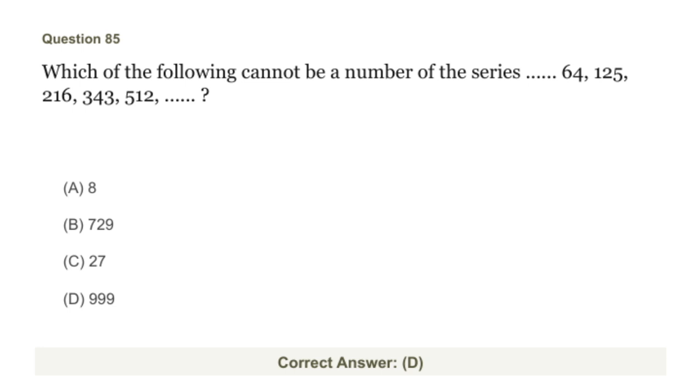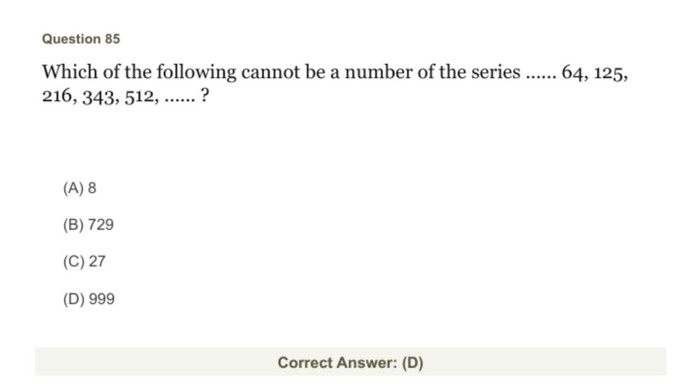Starting with 8, which is 2 cubed, it's smaller than our starting point but still a perfect cube. 27 is 3 cubed, also a perfect cube, and it fits into the pattern if we consider smaller cubes. 729 is 9 cubed, fitting right after 8 cubed, so again, a perfect cube.